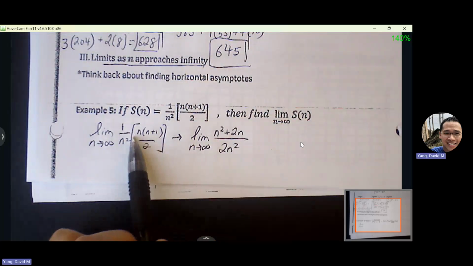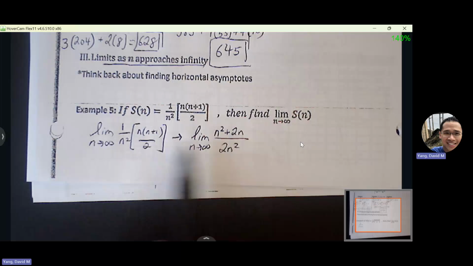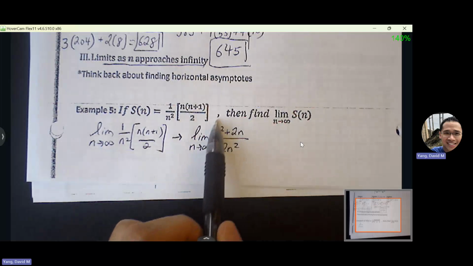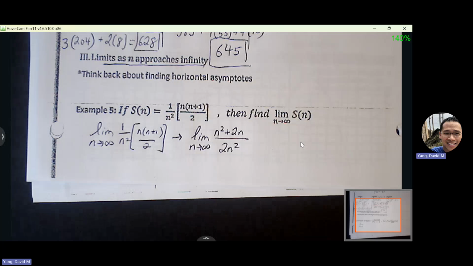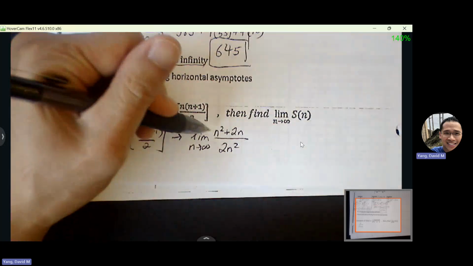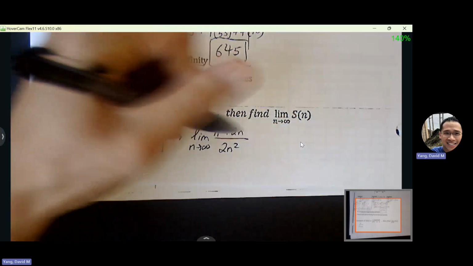So if I distribute this through, n times n plus 1 gives me n squared plus n, all over 2n squared. If I'm doing n approaching infinity, I'm comparing degrees. What do you notice about the degrees? Same. So the ratio of the coefficients, my limit is just what? 1/2. Okay.